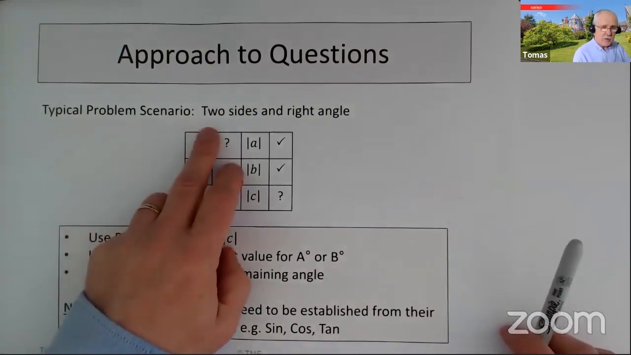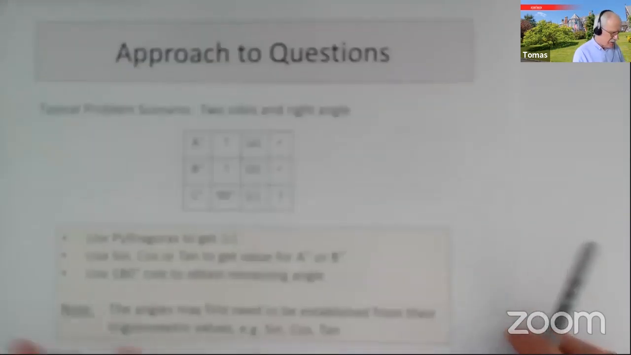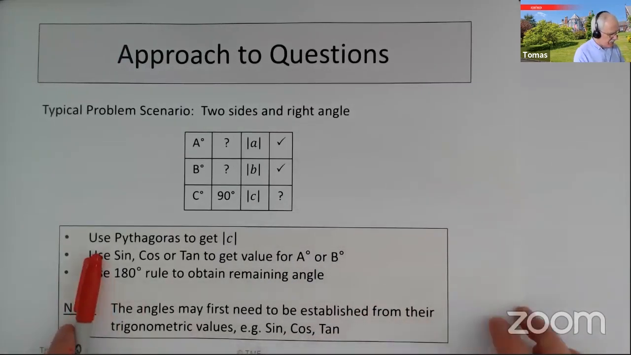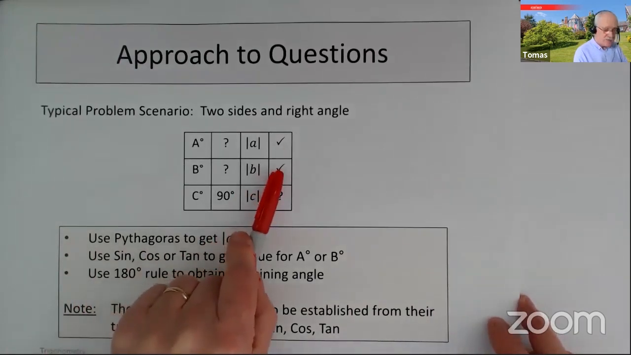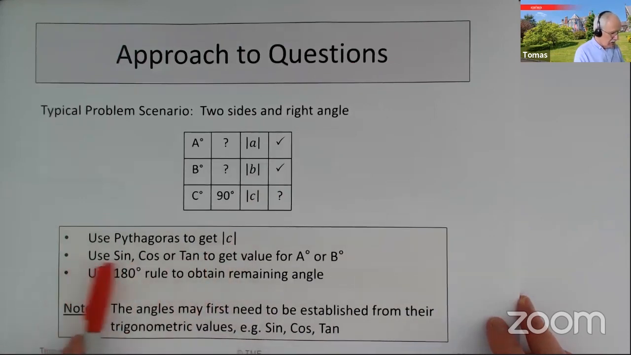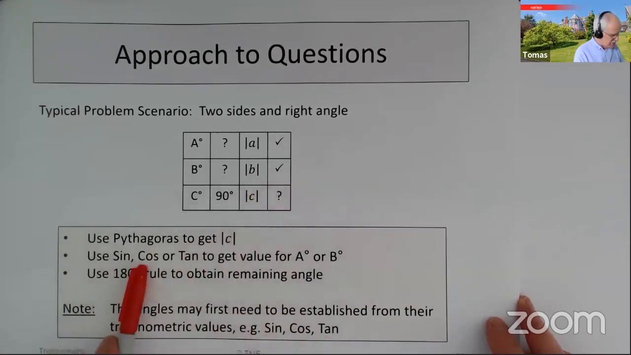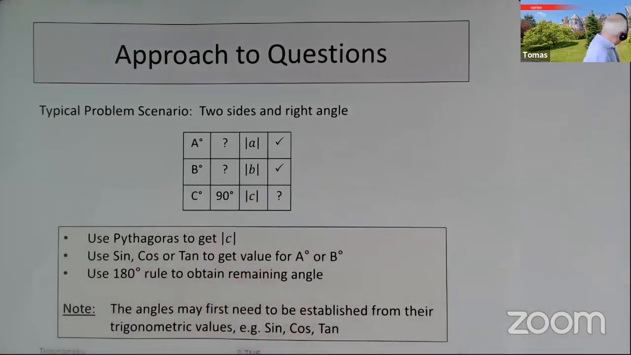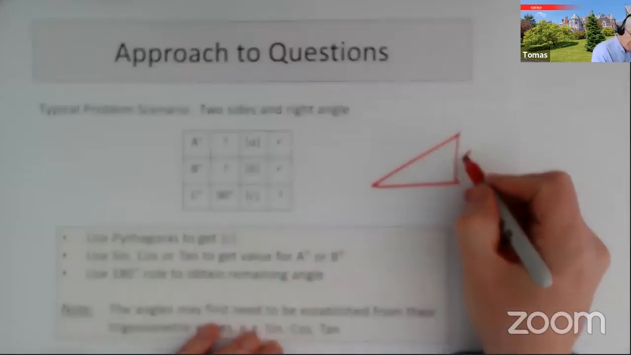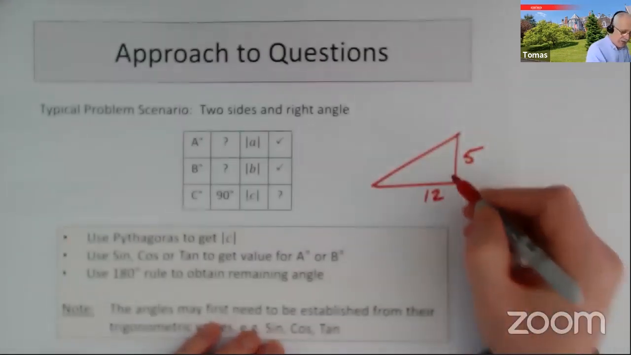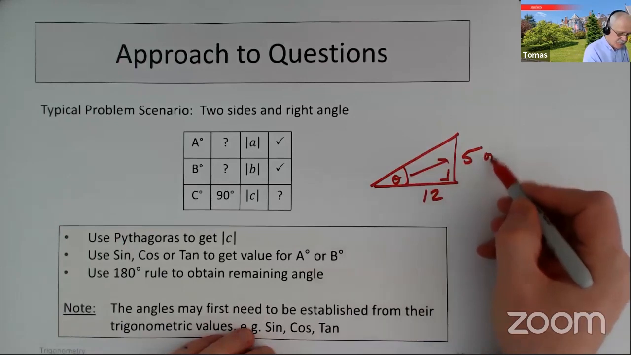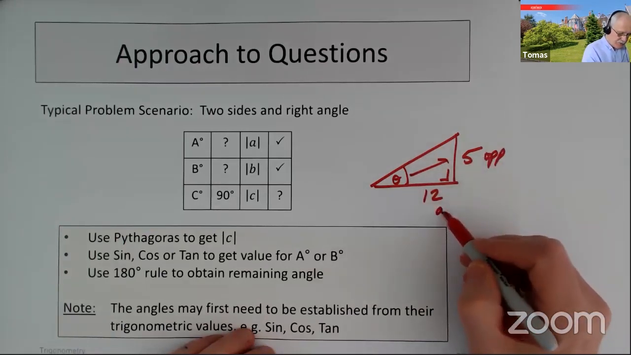A typical scenario, they'll give you two sides and a right angle and ask you to find the rest, or an angle and find the rest, or whatever. If you're stuck and you know two of the sides, you can use Pythagoras, because that's one of the good handy tools. If you know two of the sides, you could use the sine, cos, or tan to get the angle. Because if you know that this is 5 and this is 12, and that's a right angle, you should be able to get that, because that's opposite and that's adjacent.